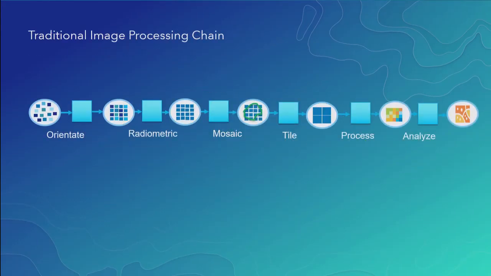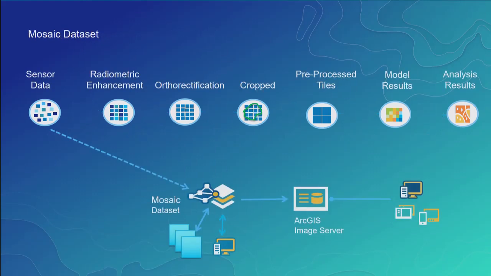So here's the traditional image processing chain, just again to give you an idea of what I just said. You orient your imagery, which is georectify or orthorectify your imagery, apply radiometric corrections, mosaic your imagery, tile your images, process again, and lastly, analyze or use it for analytical purposes, right? So there's a lot of intermediate processes, intermediate steps. So the latency involved to actually get this data to your users' hands is significantly large, right? Now with the Mosaic data set, you see all of those lines have gone away.